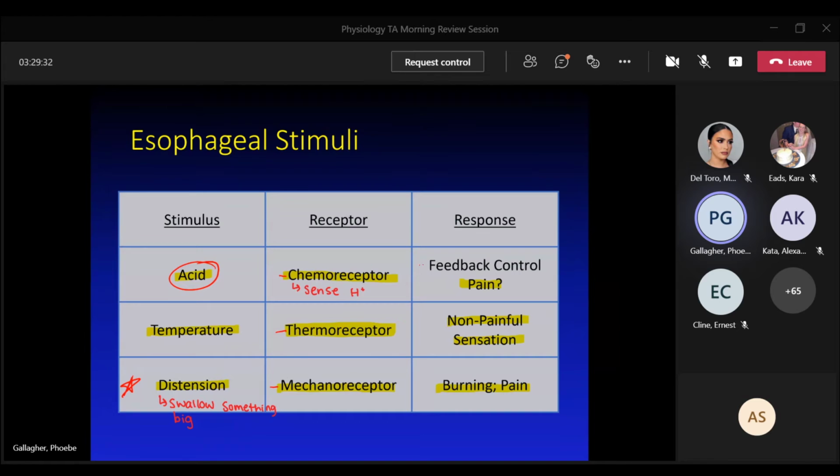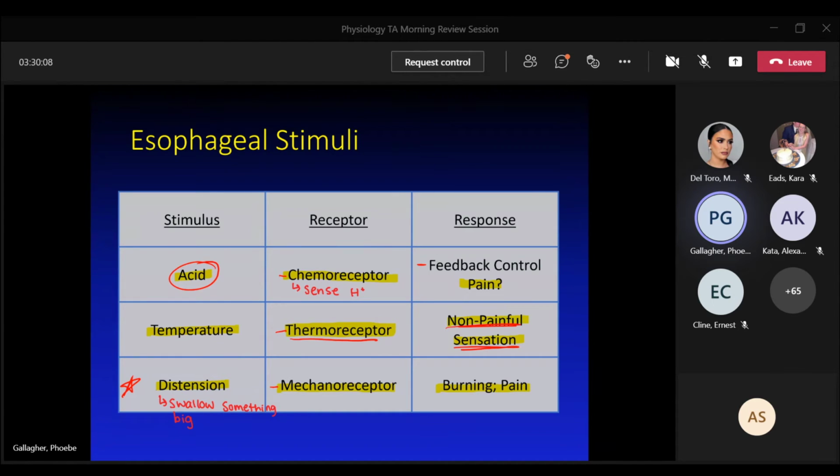We also discussed that with feedback control, because your local response does respond to a low pH when you swallow something. That can also act to help with peristalsis, as we saw 2 slides ago. Temperature is also something your esophagus can pick up on because it has thermoreceptors. Anytime you eat something that's really hot, it's going to burn your mouth, but when you swallow it, it doesn't hurt. You just sense it being warm, I guess. So it's a non-painful sensation.